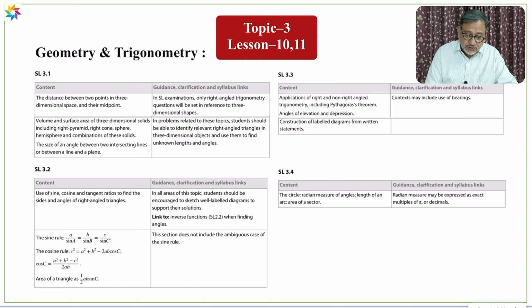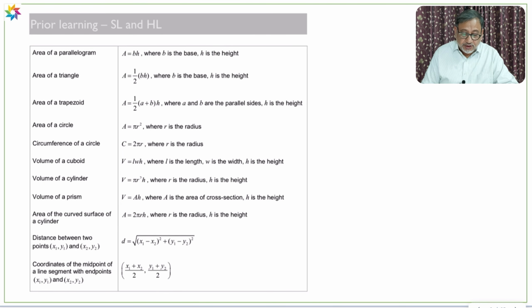In this we are going to cover SL 3.1, SL 3.2, 3.3 and 3.4, in which distance formula you already know, and volume and surface area formula, then sine rule and cosine rule. Then application of non-right angle triangle, Pythagoras theorem for trigonometric and using trigonometric properties for area of a triangle, non-right angle triangle, the circle, radian measure, angle, length of an arc, and all those things. We will do the past paper question based on it. So these will be the prior knowledge you will require.